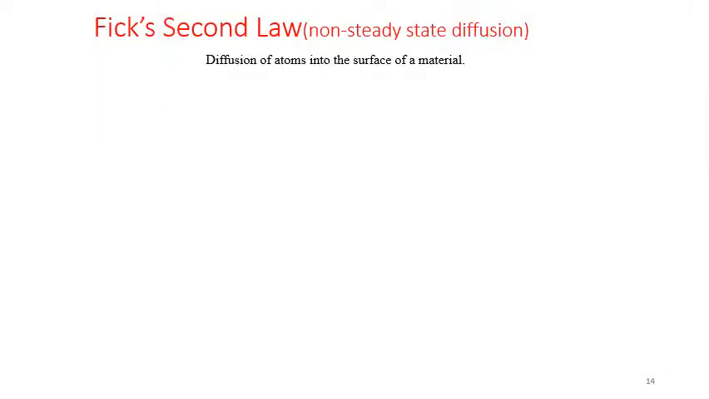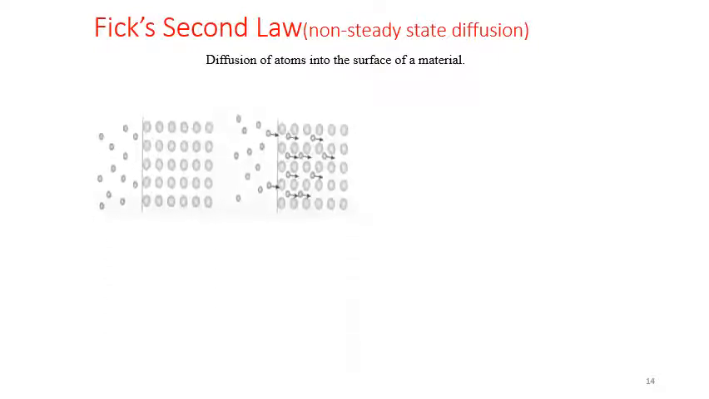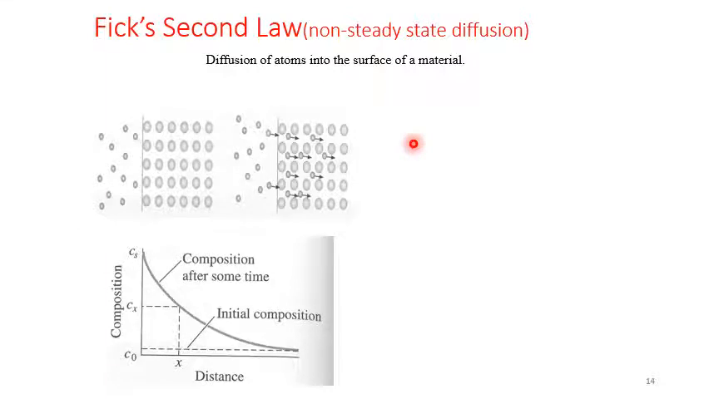Next is non-steady state diffusion. Till here, whatever we said is independent of time and only depends on the concentration gradient. Now when it is dependent on time, we use Fick's second law. You can see at time t equal to 0 the atoms are here. After time t, the atoms are occupying the interstitial positions, and the concentration gradient is decreasing over a period of time.